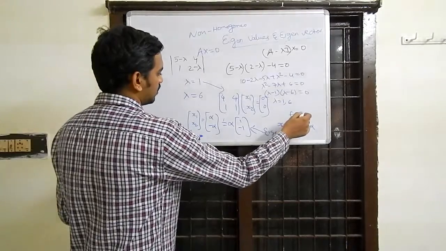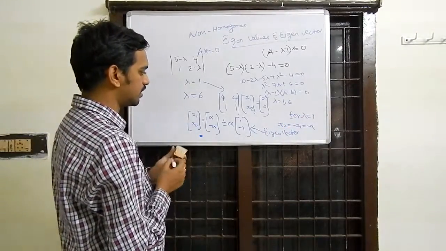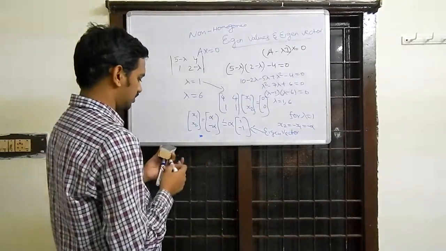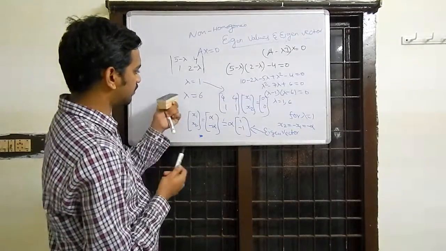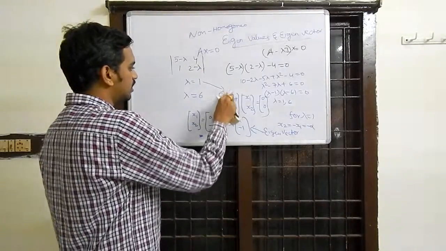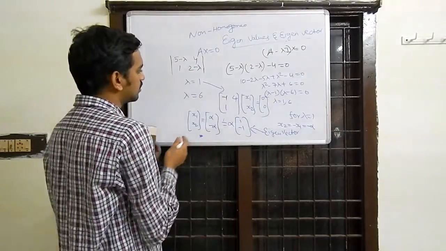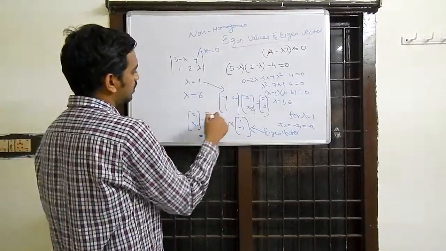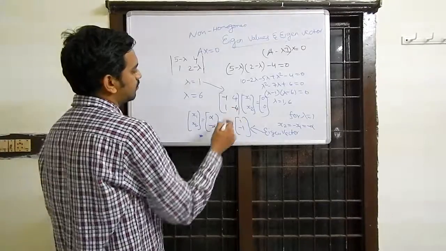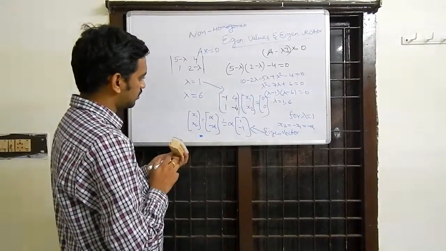So this 1, minus 1 is nothing but the eigenvector for lambda is equal to 1. So what is the eigenvector? 1, minus 1. Similarly, if you want to find it for 6, you can do the same analysis. Here the values will be changing: here it is minus 1 and here it is minus 4. Right?